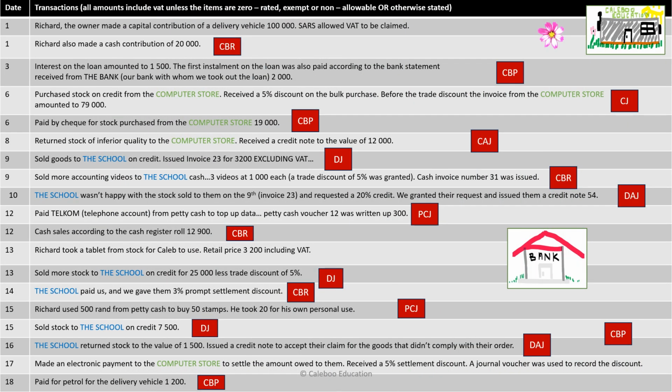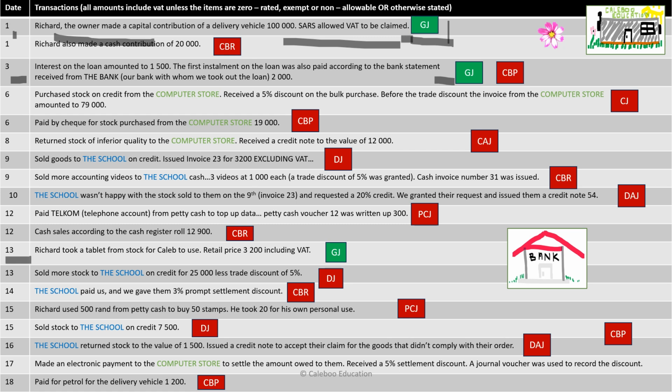These are the transactions for the month of February of Calibre Education. If you've seen my previous videos on the other journals, you would have seen these transactions already. But today, I'm concentrating on the transactions that are going into the general journal. So the green highlights those transactions that are going into the general journal. We're going to look at all these transactions. On the first, that capital contribution of a delivery vehicle. On the third, the interest on the loan. We will look at that.